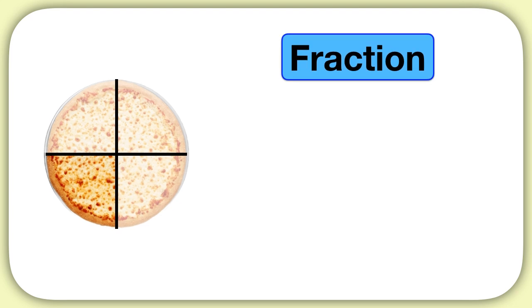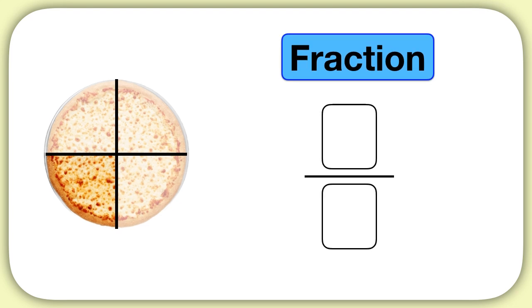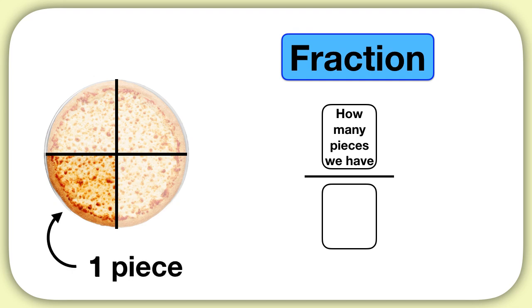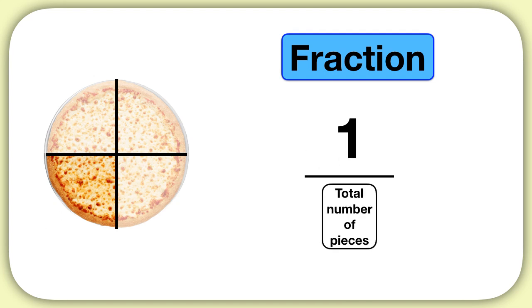Now, a fraction has two parts. It has a top and a bottom. The top part tells us how many pieces we have. So in this pizza, we see we only have one piece left. We'll put a 1 on top of the line. The number on the bottom tells us the total number of pieces in the entire thing.